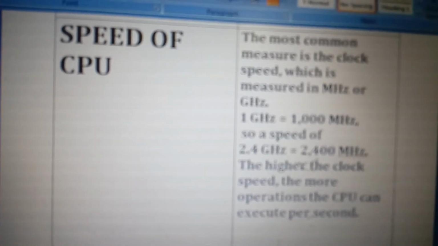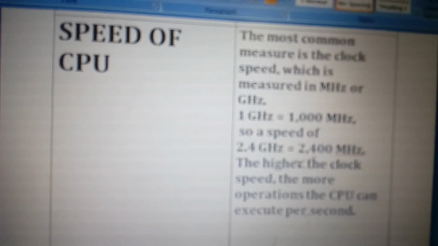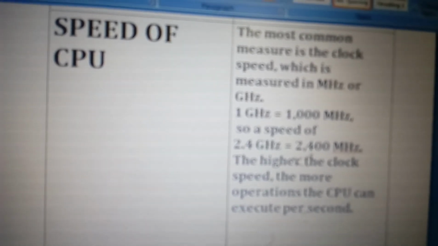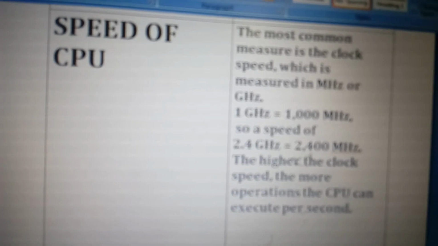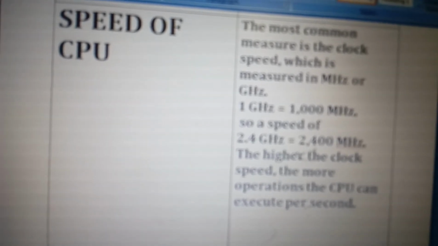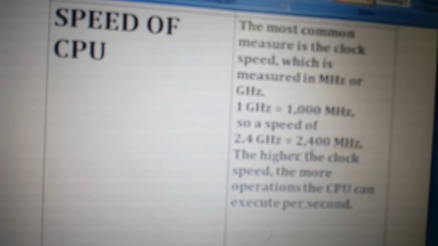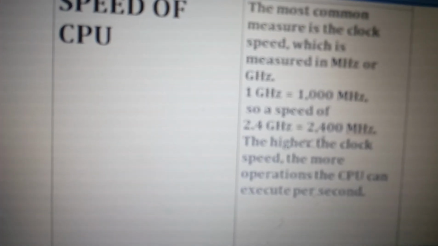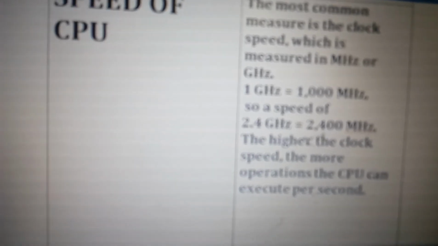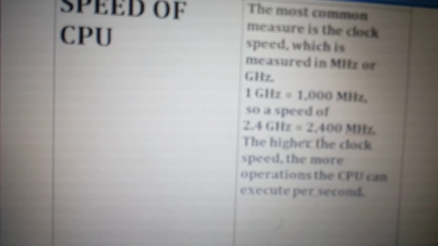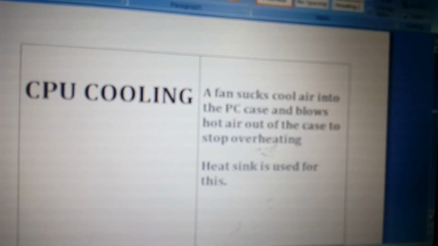Speed of CPU. Speed of CPU is measured in hertz. Hz is the short form of hertz. And the most common measure is the clock speed, which is measured in megahertz or gigahertz. 1 gigahertz is equal to 1000 megahertz. So the speed of 2.4 gigahertz is 2400 megahertz. The higher the clock speed, the more operations the CPU can execute per second.